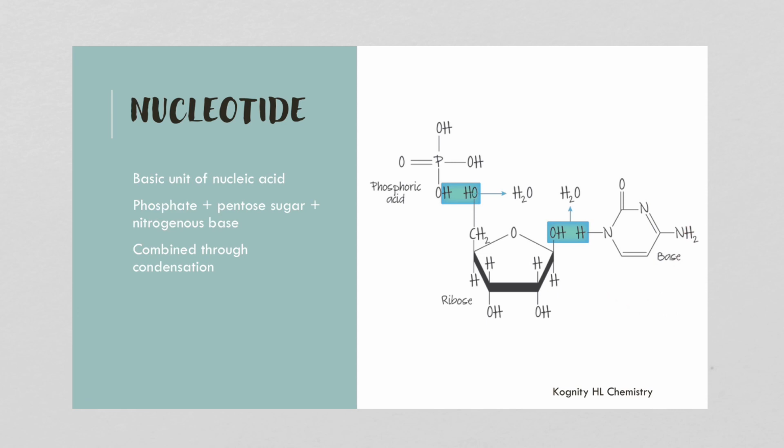These molecules are combined through condensation reactions. So you can see that the phosphate joins onto this carbon right here. That's carbon number 5 in the pentose sugar. So 1, 2, 3, 4, and then 5. And then this second condensation reaction happens between carbon 1 and the nitrogenous base. So remember, when you're showing the combination of the components that make up a nucleotide, you will need to show that 2 water molecules are involved.